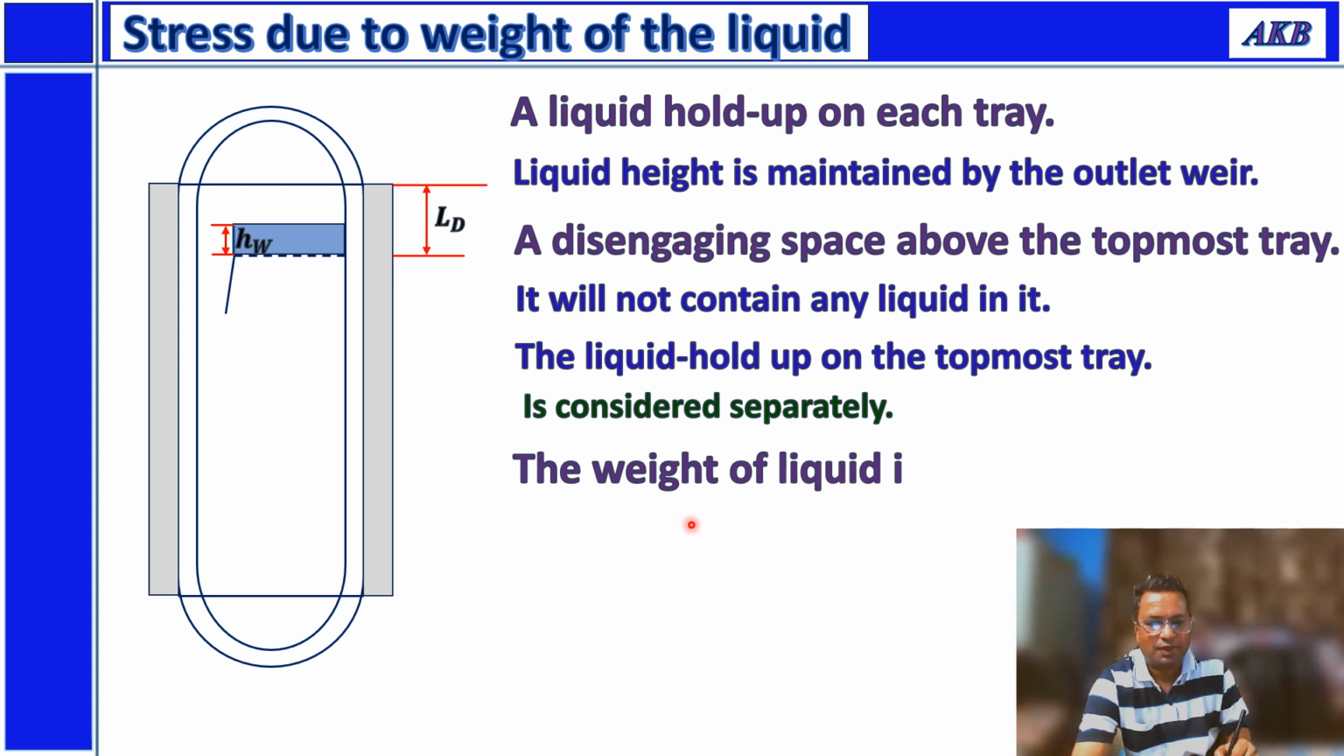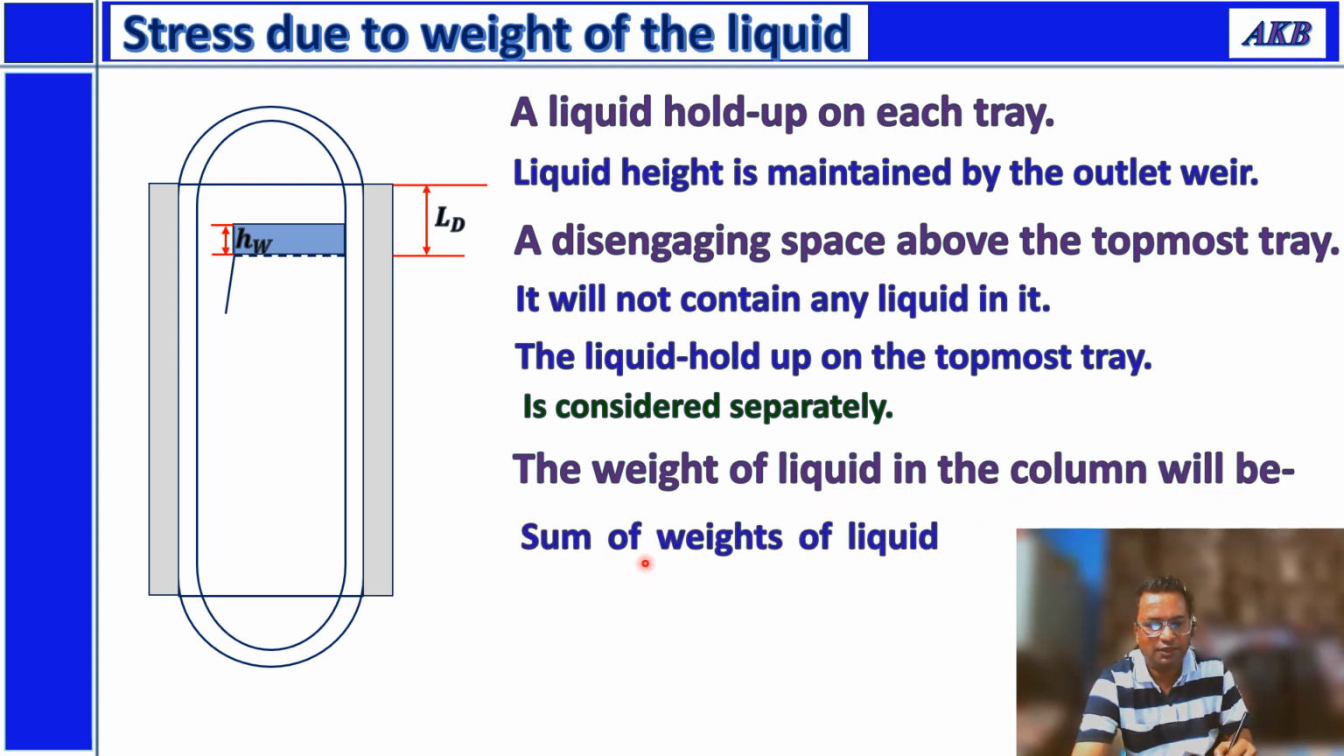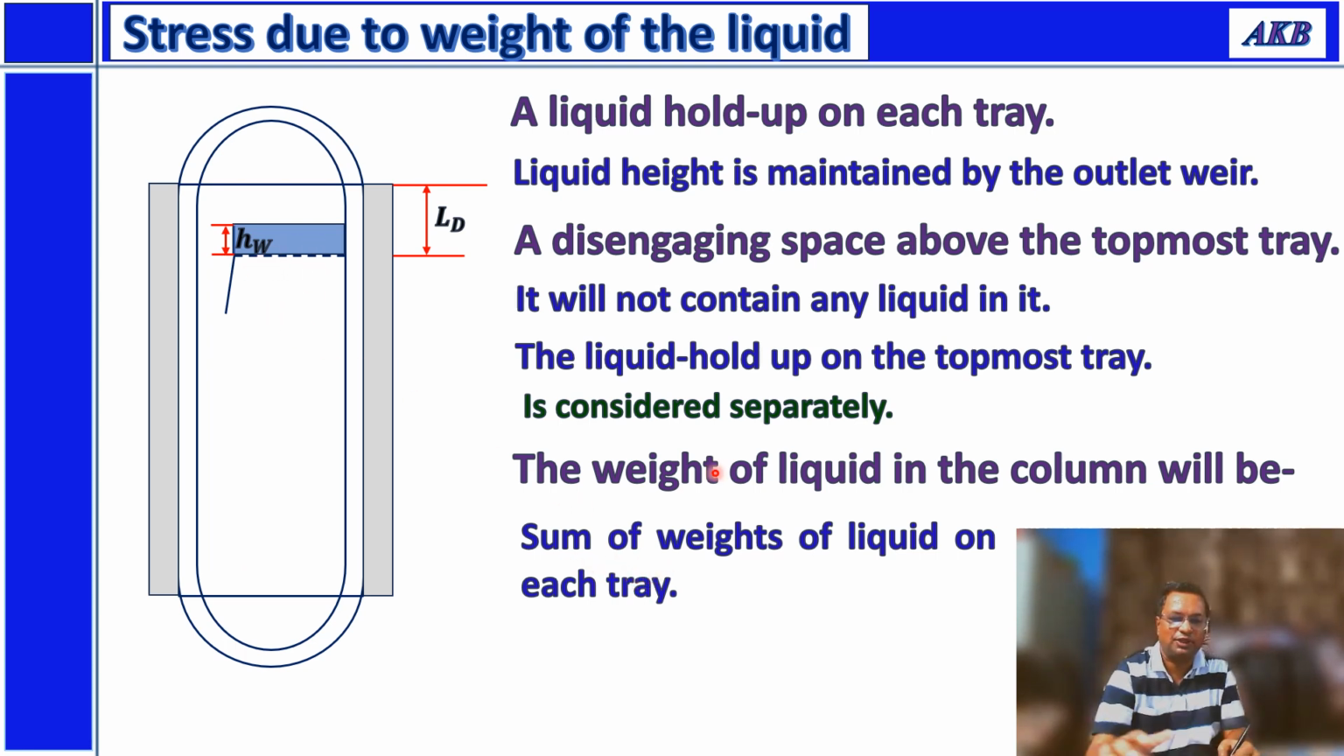The weight of the liquid in the column will be the sum of weights of liquid on each tray. So you need to consider all the trays. If you have to talk about weight of liquid in the entire column, you need to count all the trays, and for each tray there will be a liquid holdup, and you need to calculate weight of that liquid holdup for each tray. The sum of weight of liquids on all the trays will give you total liquid holdup in the column.